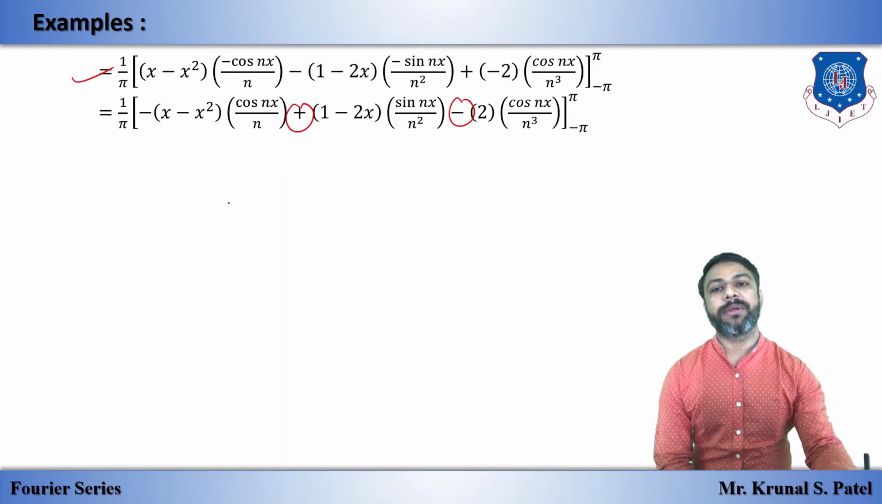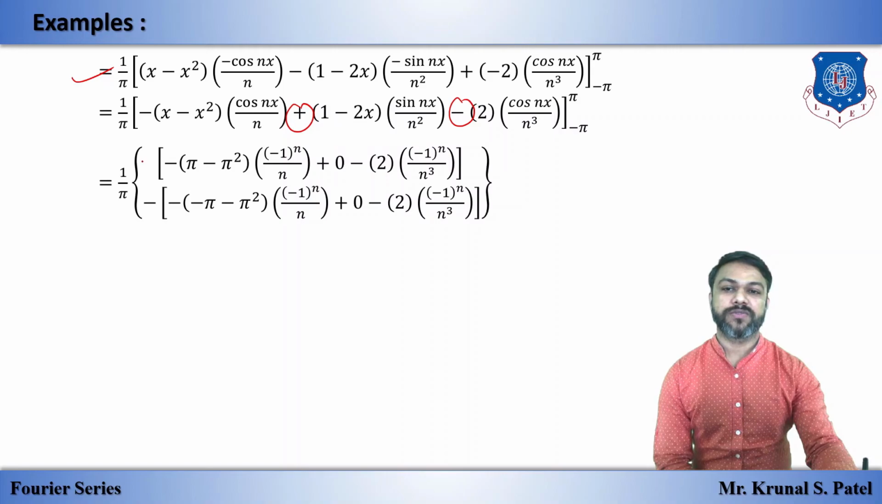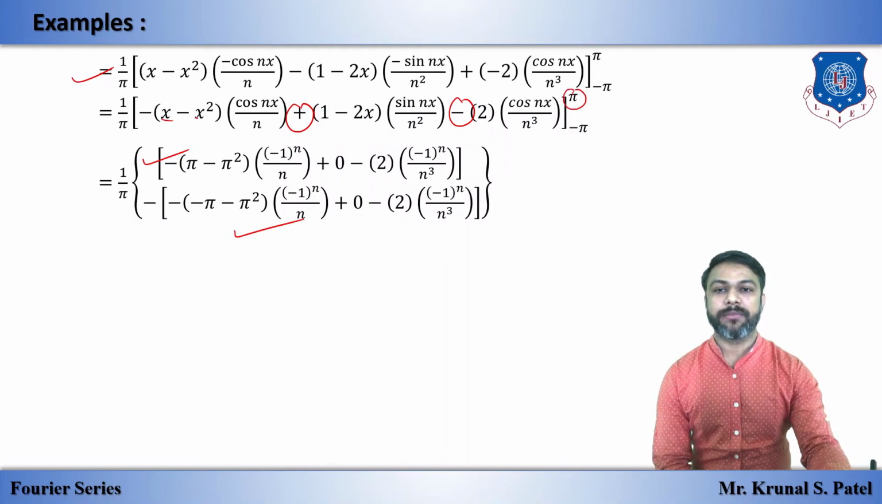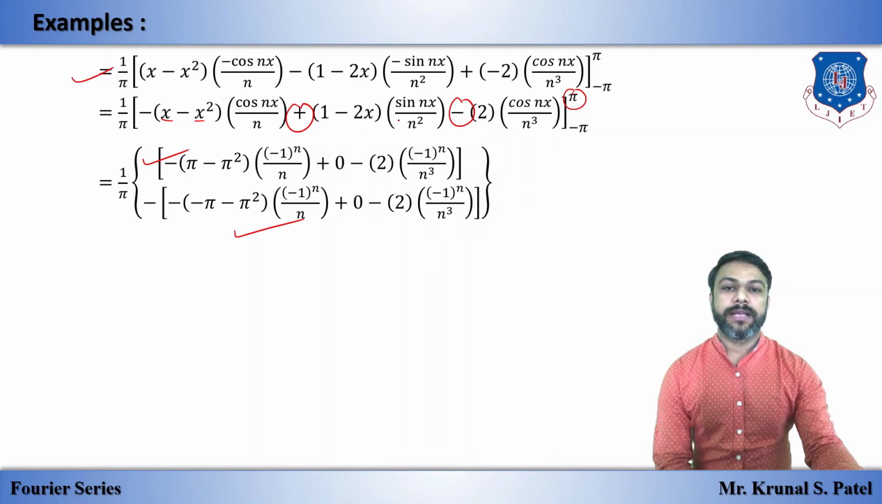Now upper limit minus lower limit, so this first bracket is for the upper limit minus the second bracket for the lower limit. As we put pi here, we have pi minus pi square, and cos n pi is minus 1 raised to n, and sin n pi is 0. Again 2 as it is, cos n pi is minus 1 raised to n, and cube as it is.